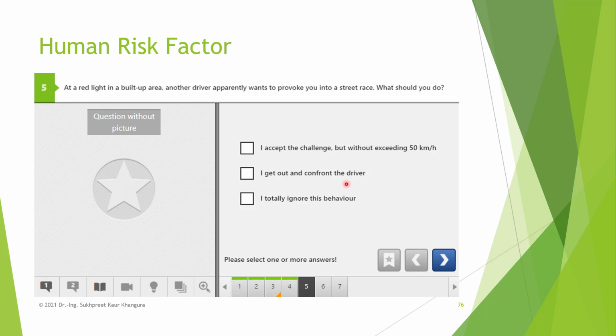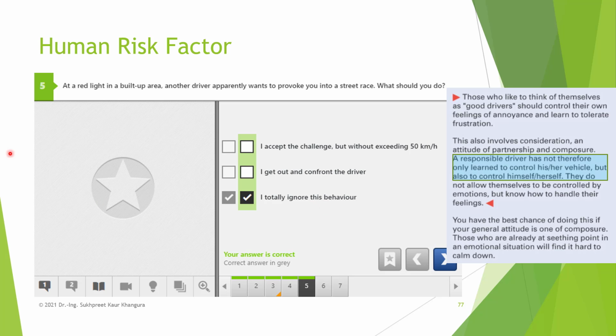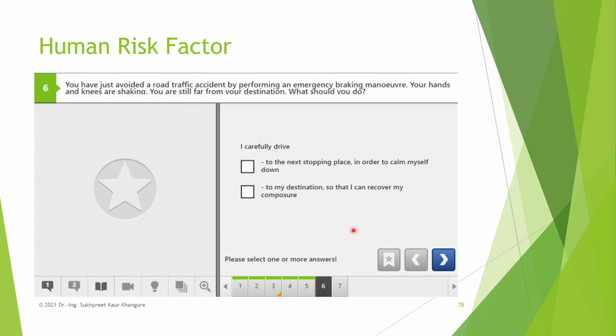I get out and confront the driver? You should not do that. If somebody is provoking you, it is how the person is. You should not answer that person. I totally ignore this behavior? Yes, you should totally ignore it and always drive within the speed limits. So the last option is the correct one.